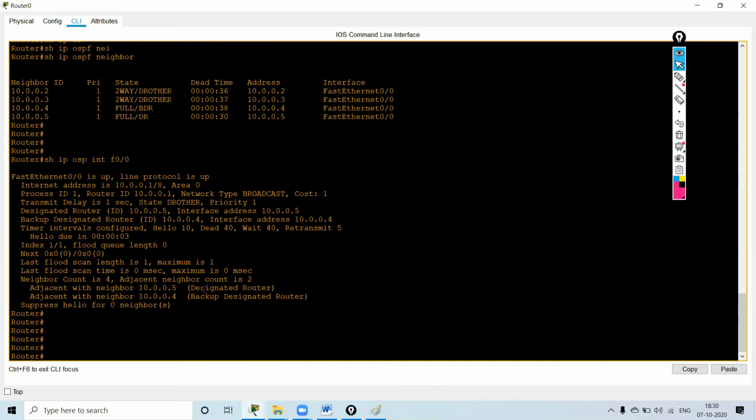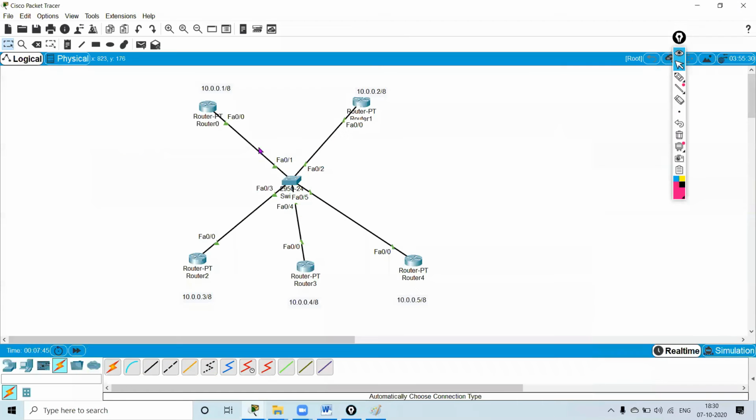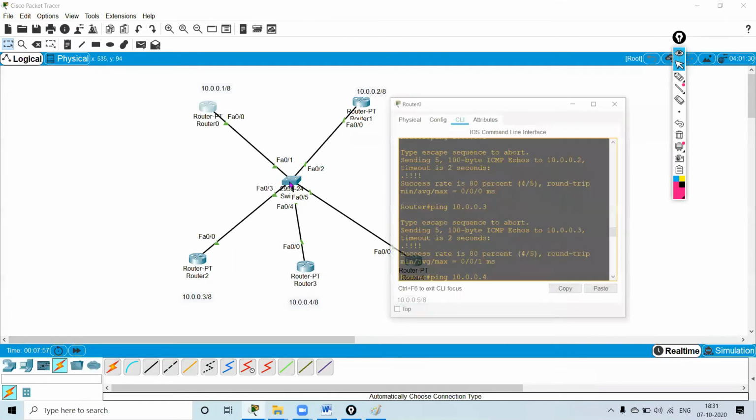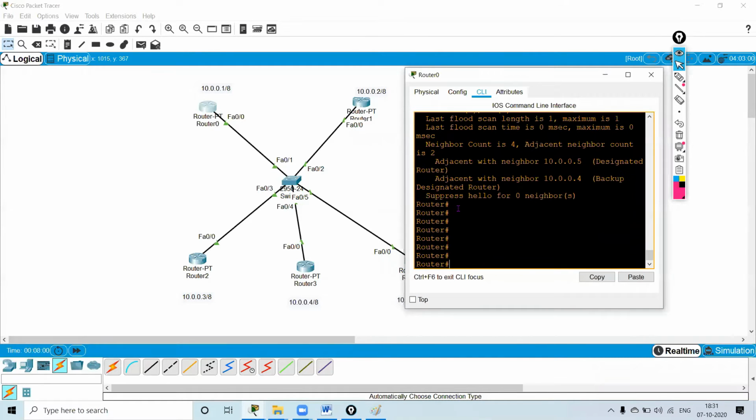Understood? Now I want router 0 to become the DR and router 1 to become the BDR. So I'll just change the priority value and clear the process on 3 and 4. Okay, so how do we change the priority value?